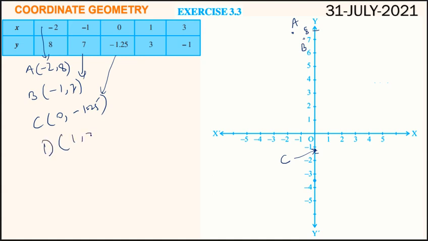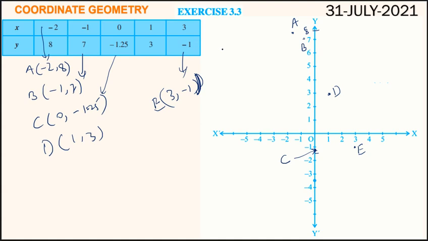Point D, 1 comma 3, lies in the first quadrant. 1 comma 3, it is easy to show here, it is D. From the fifth ordered pair 3 comma minus 1, let us name this point E, and 3 comma minus 1 lies in the fourth quadrant because of positive comma negative. This is E. So this is how A, B, C, D, E are shown from these given ordered pairs.